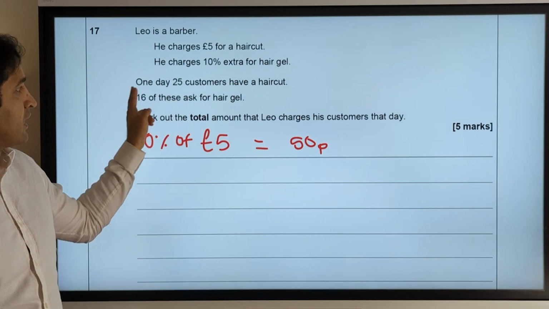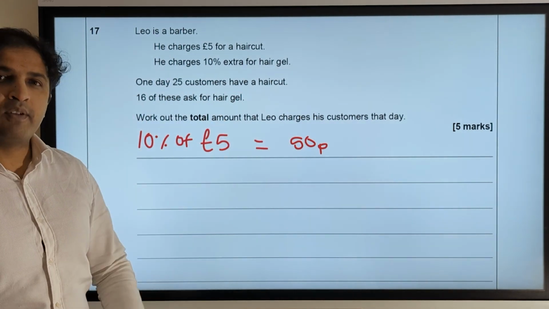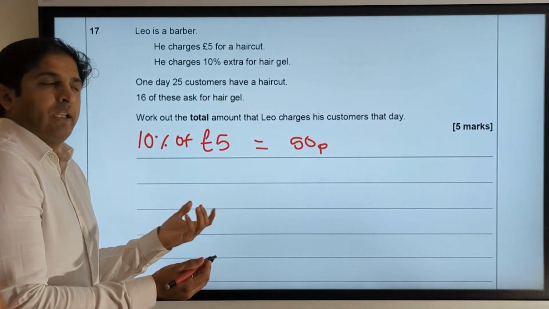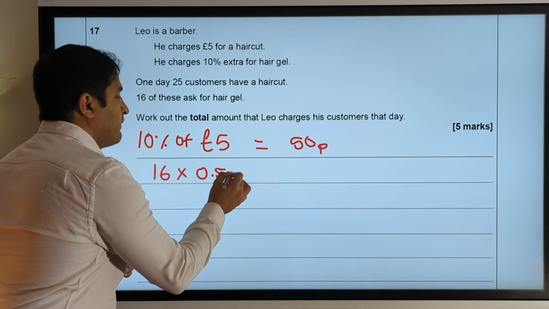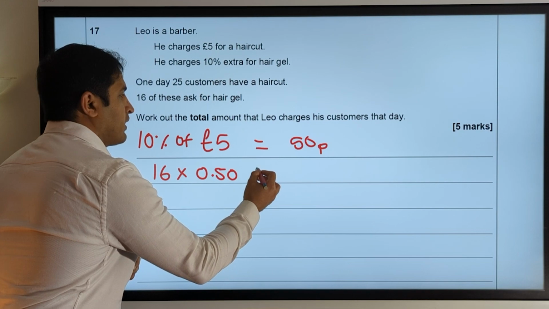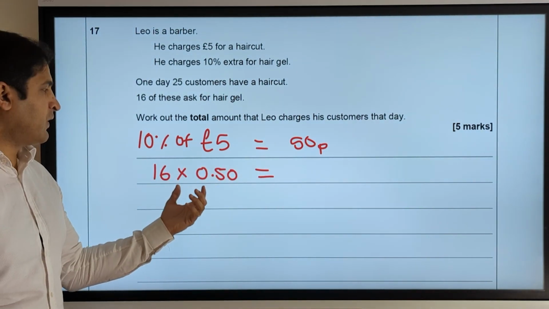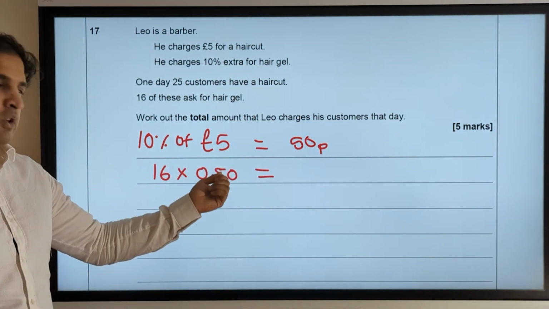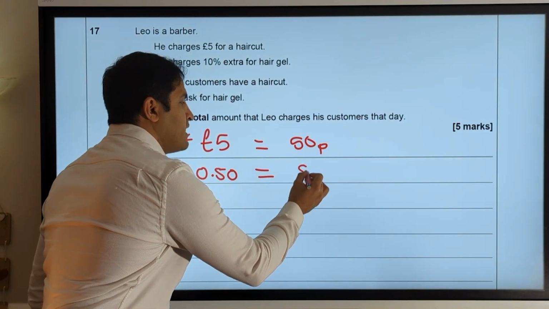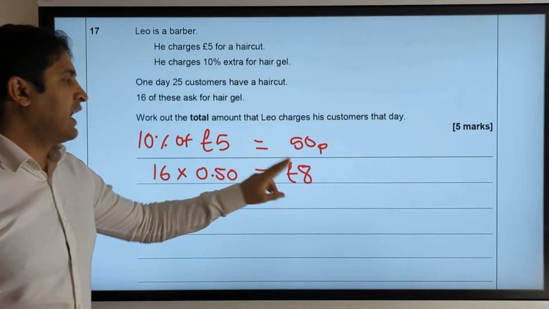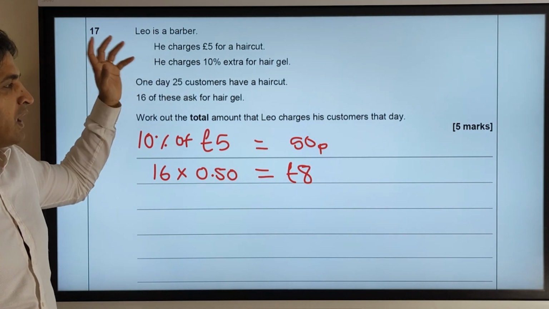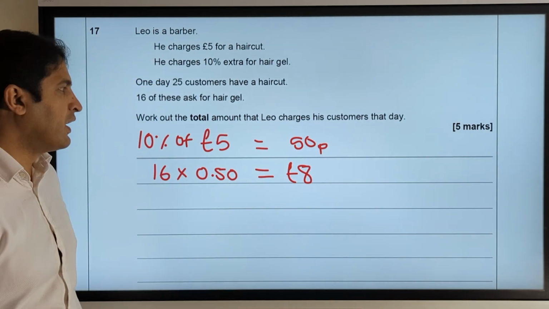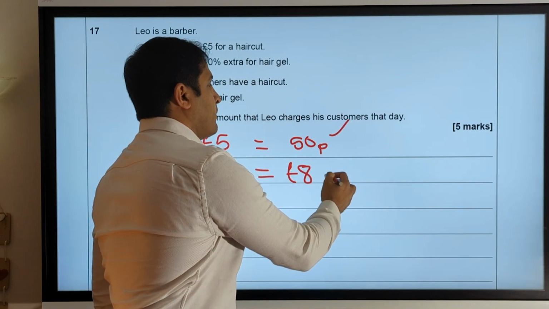So for these 16 customers, he charges that 50p extra. We can do it quickly by saying, what would 16 times 50p be? 2 lots of 50p will give you £1, so 16 lots of 50p will give you £8. So he charges £8 extra, but all 25 customers will pay the initial £5. So you get 1 mark there, 1 mark there.